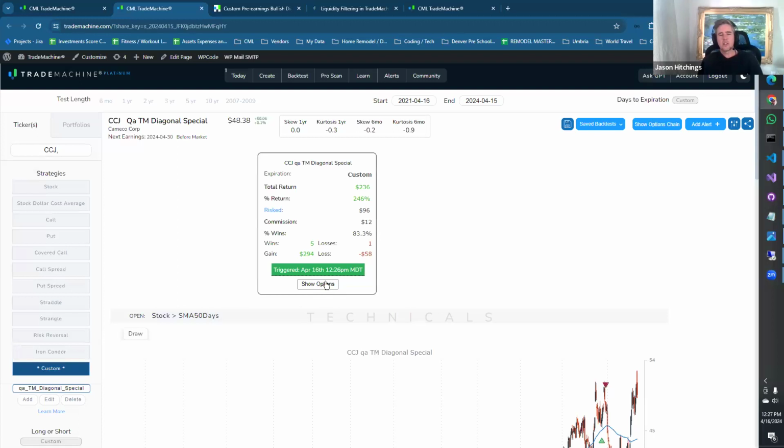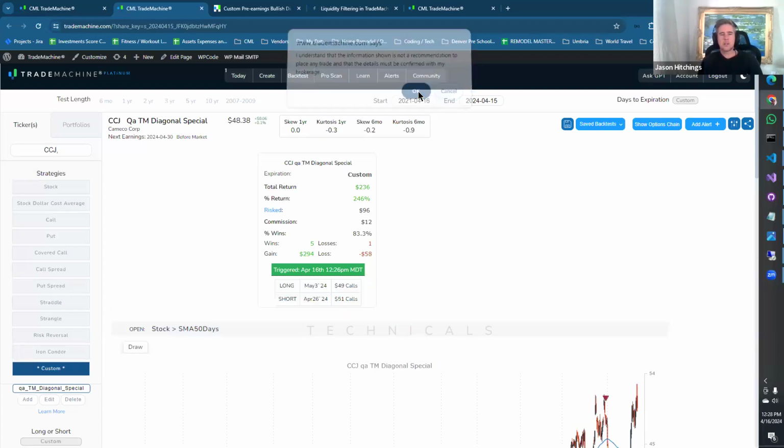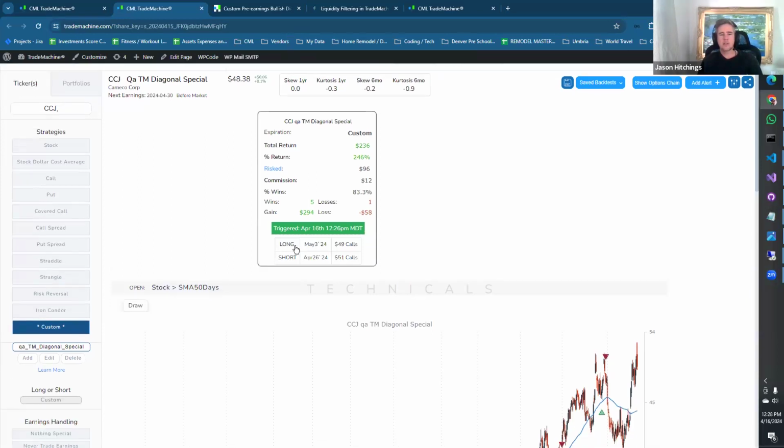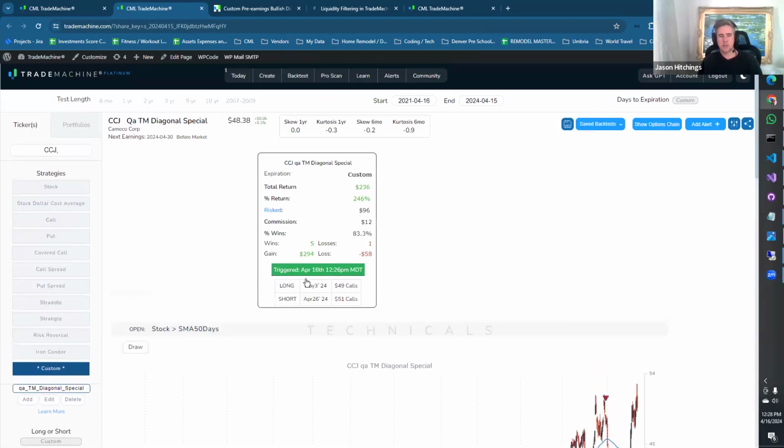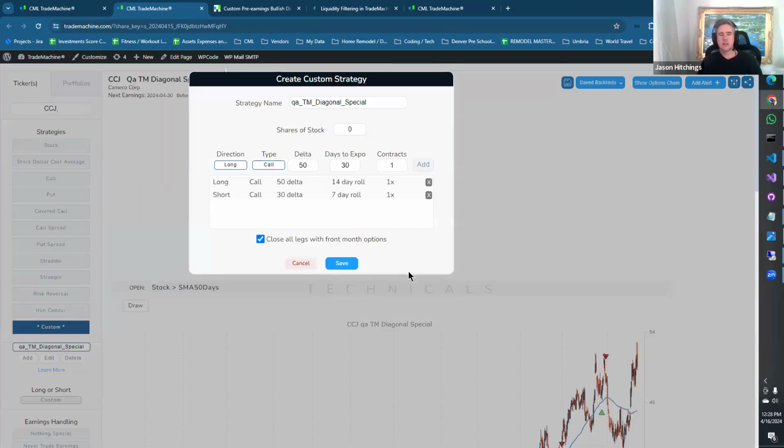This is a little additional feature that yearly Platinum members get. If you click Show Options, then it'll tell you the exact strike and expiration for the strategy, which is a little bit of a time saver. Otherwise, you can just look at the deltas.